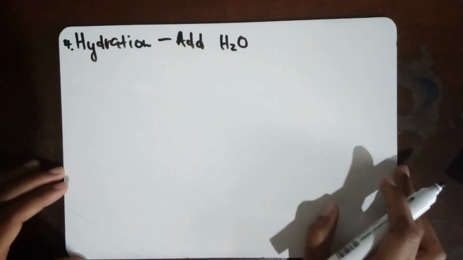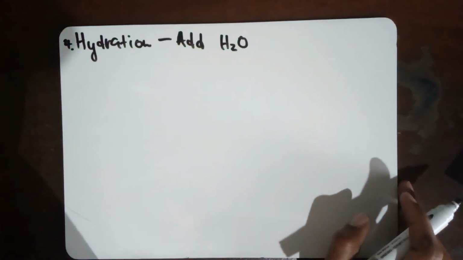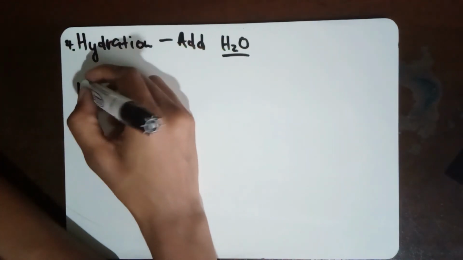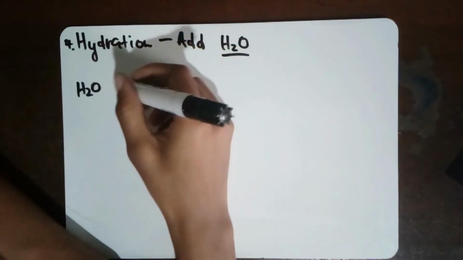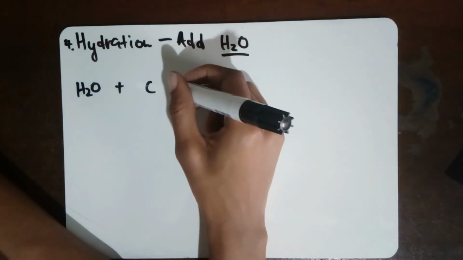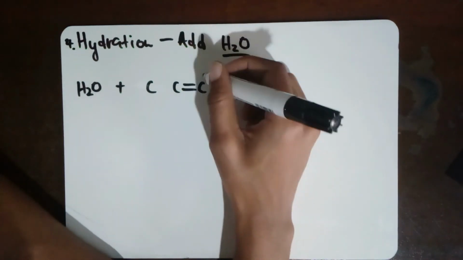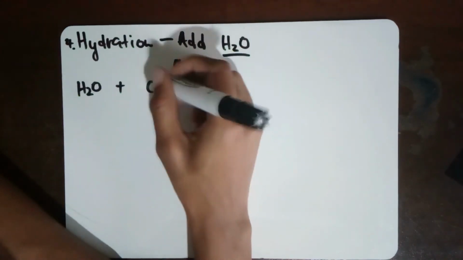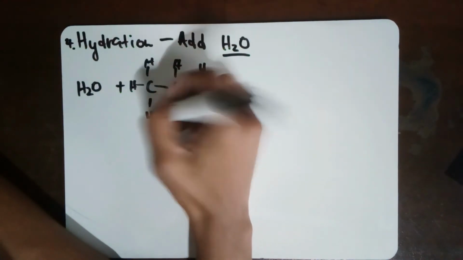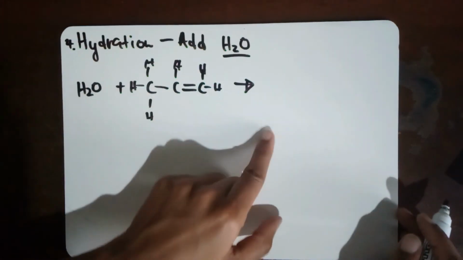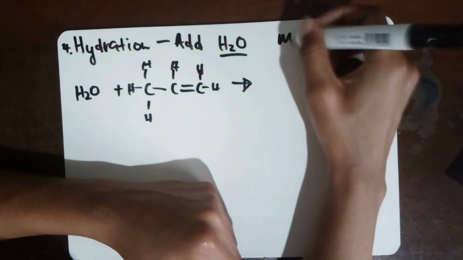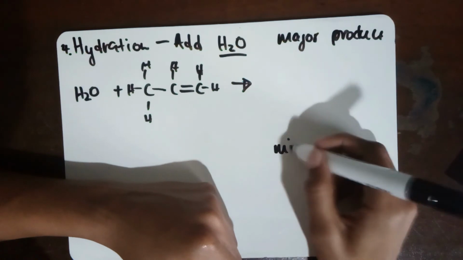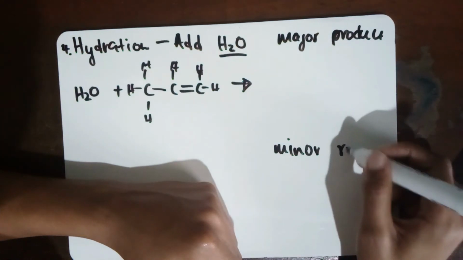So now let us do the last addition reaction that we need to know. The last one is hydration, where we add water, right? So let's start. We have water, and then you add it to our alkene. In this case, it's still propene. And as was the case with halogenation, we still have to form either a major product or a minor product. We're still using the same rule, Markovnikov's rule.